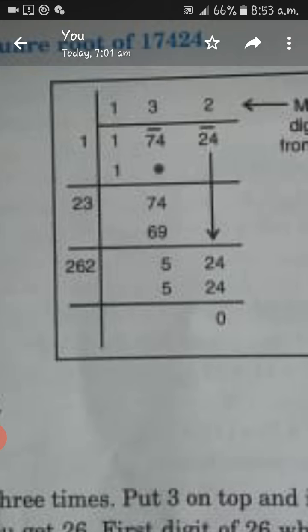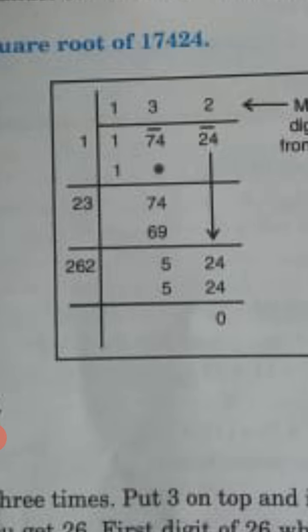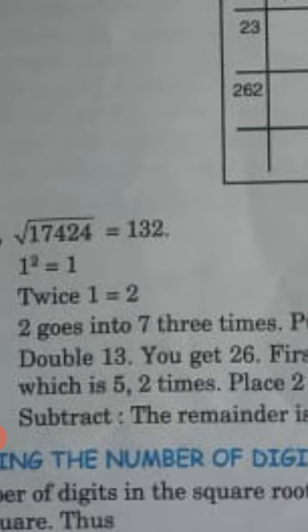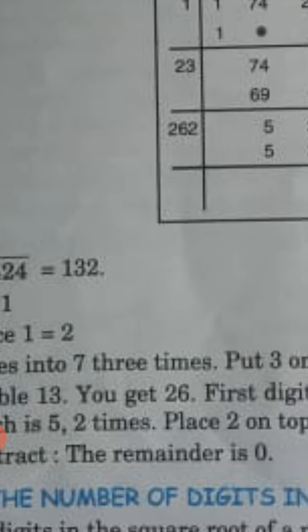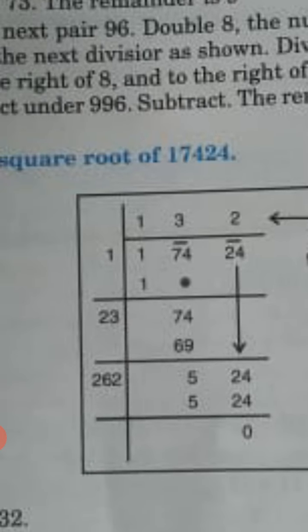Now here 26, we got 26 by adding 3 to 23. Then next we write 2. If you multiply 262 by 2, we get 524. If you multiply with other numbers, suppose you put 3, we will get a larger number. If we write 1, we get a smaller number. We have to get the product 524, so we multiply by 2. So the square root of 17424 is equal to 132. In the quotient you write every time what you take in the divisor: the first one is 1, the second is 3, and the third is 2. So you write on the top 1 3 2. So this is the square root by the long division method.